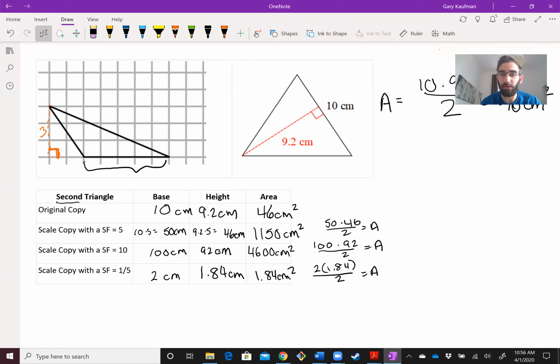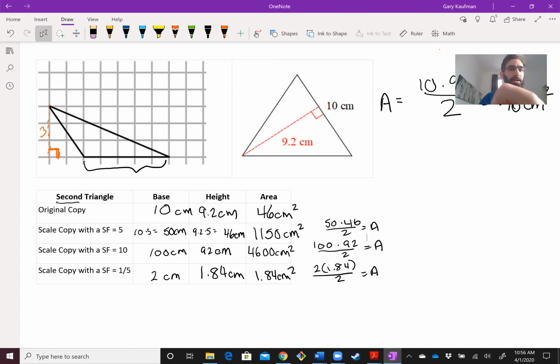So here is the table filled out. If you need to, pause the video to make sure that yours matches up. So for scale factor, I multiplied the base and height by 5. For 10 by 10. For 1/5, I actually divided by 5 because that's the same thing. I then did the area formula to find the area.